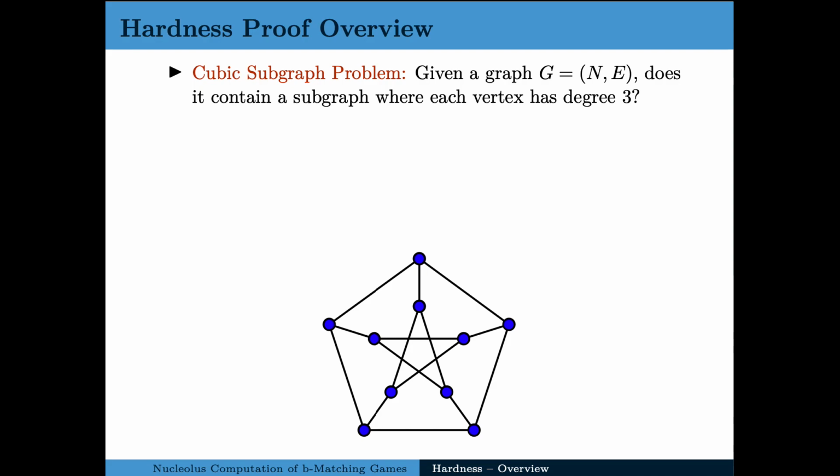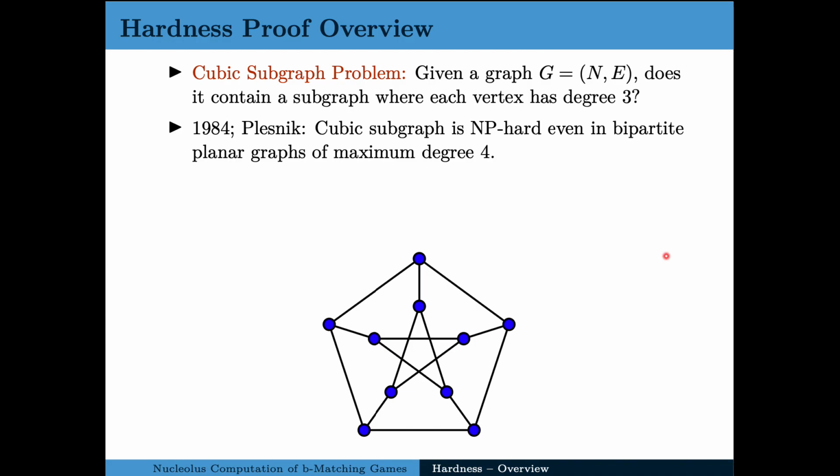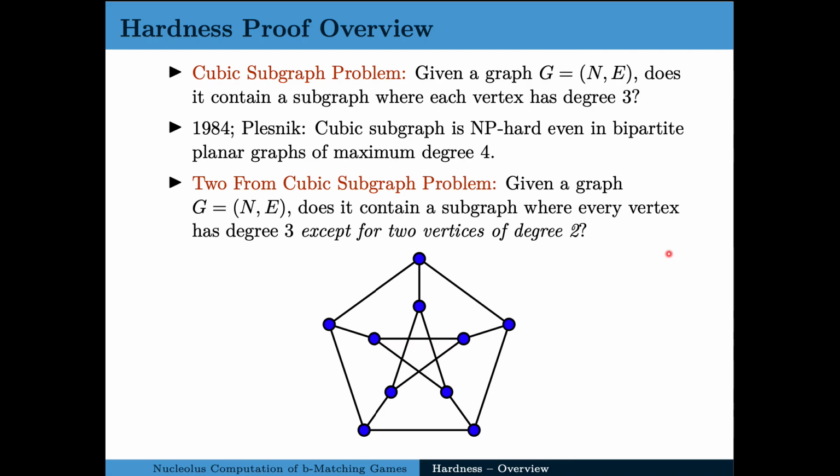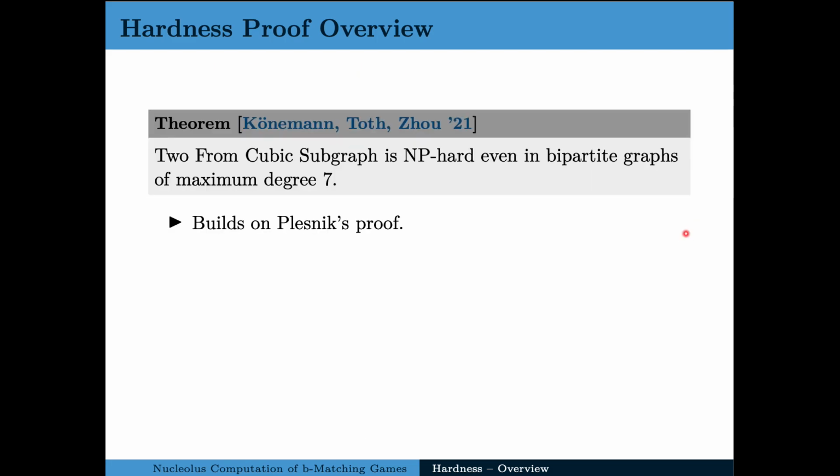Let's delve into some details of the hardness proof. Before we begin, recall that the cubic subgraph problem asks whether an arbitrary graph contains a subgraph where every vertex has degree 3. This was proven to be NP-hard in 1984 by Plesník. We'll also introduce a variant of this problem, where now we're asking for a subgraph where every vertex has degree 3 except for two vertices of degree 2. We show that this variant remains NP-hard even in bipartite graphs of max degree 7.